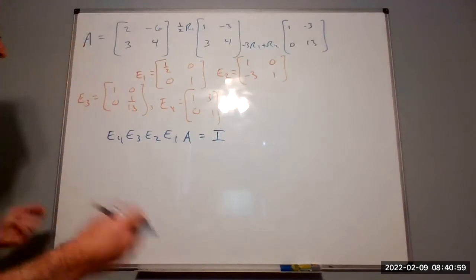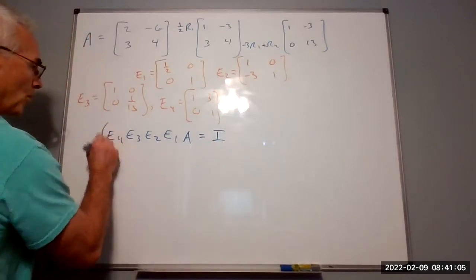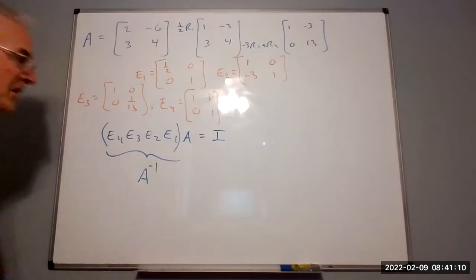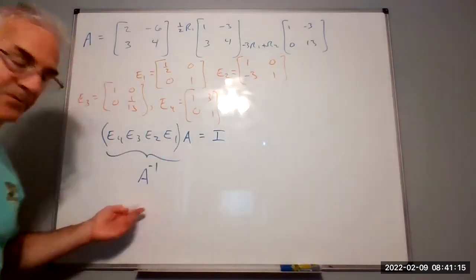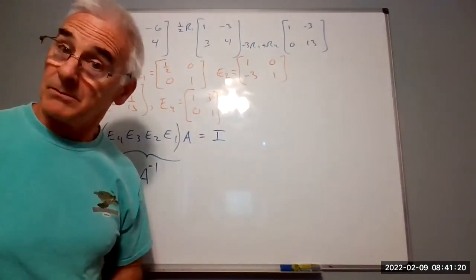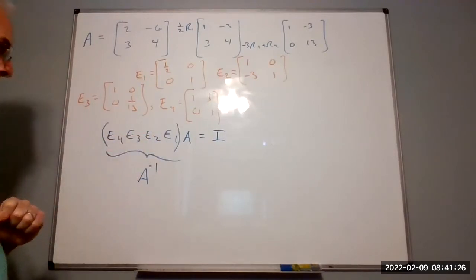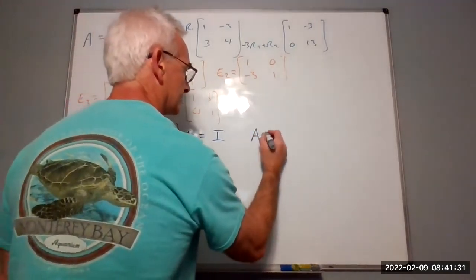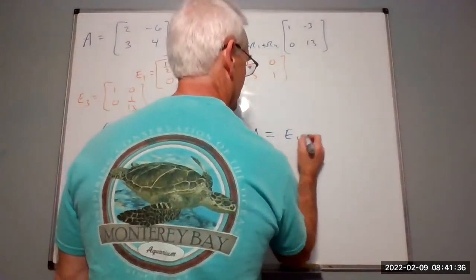I would like to undo this. Now, we know the identity matrix exists. So doesn't that mean that this quantity here must be A inverse? E4 times E3 times E2 times E1 would have to be A inverse because that thing times A is the identity matrix. Well, if this stuff here is A inverse, then what does A have to equal? Well, A would have to be the inverse of all of this.